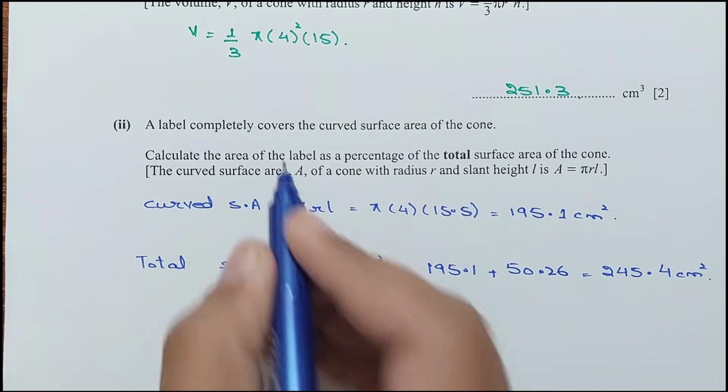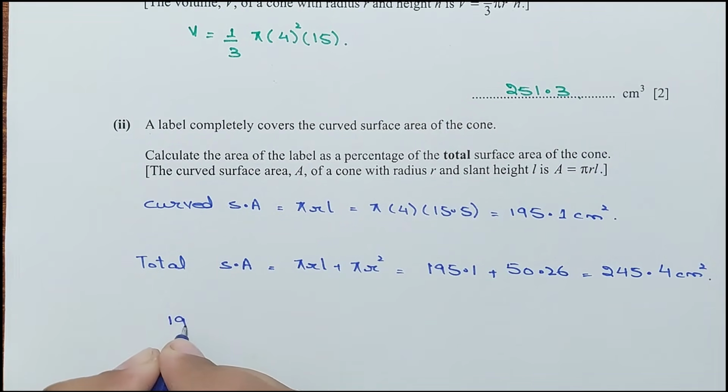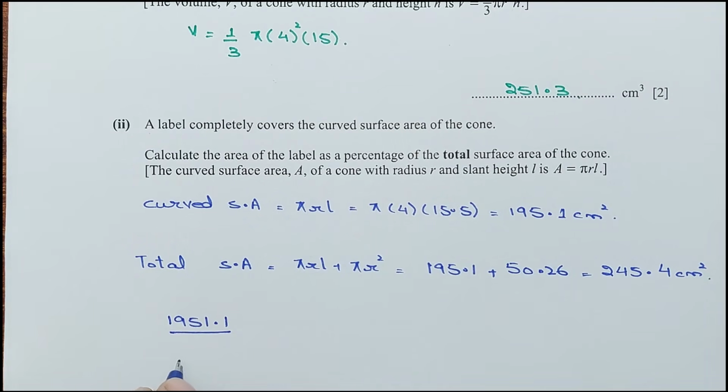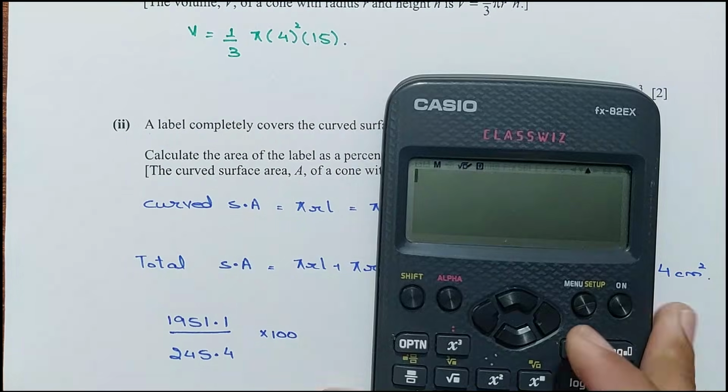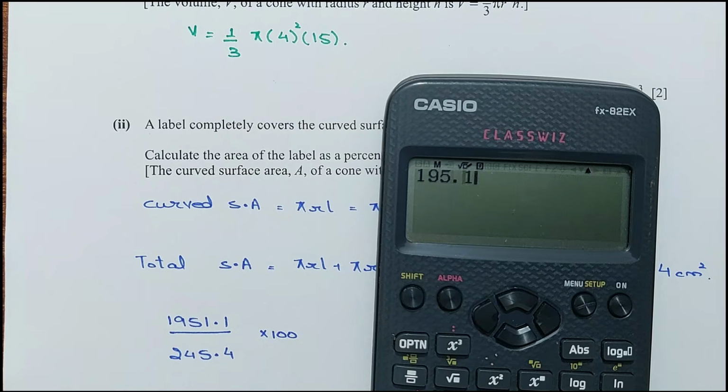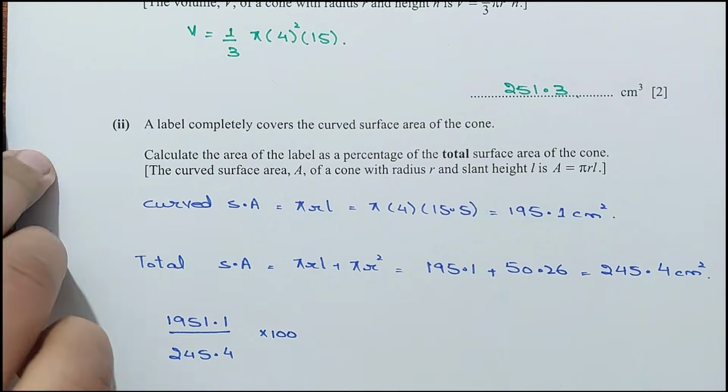Now we have to calculate the percentage, right? Percentage of area of a label is 195.1 over the total surface area, which is 245.4, and as a percentage, times it by 100. 195.1 divided by 245.4 times 100, which is 79.5%.